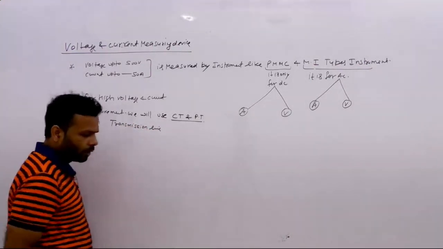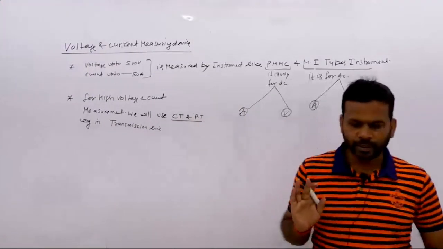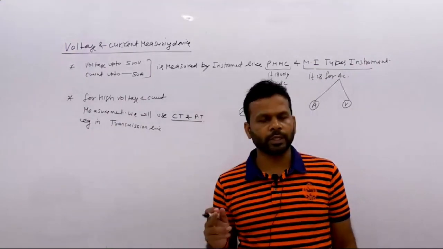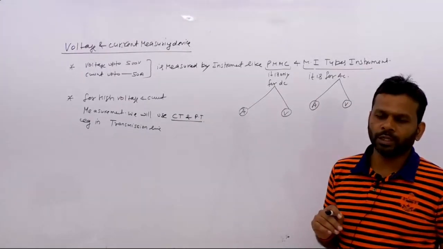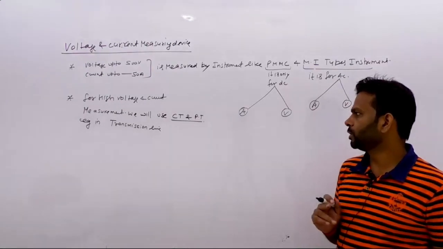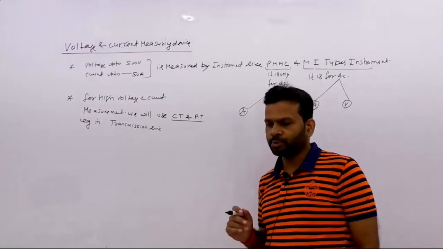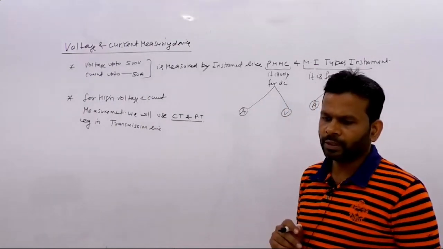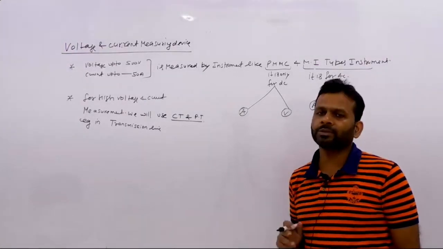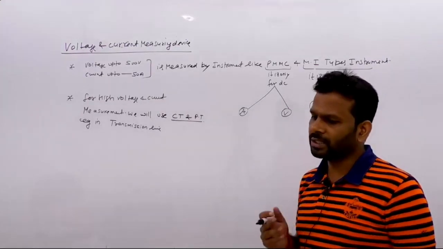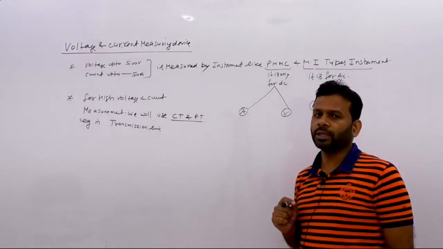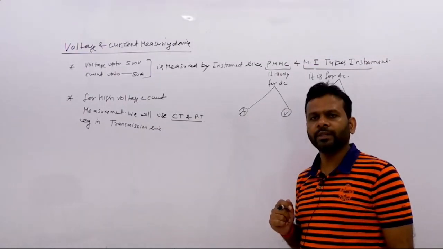in a transmission line. So for low values of voltage and current, we will use instruments like the PMMC instrument and MI instrument, as ammeter or as voltmeter for DC or AC. But for the measurement of voltage and current in high quantity or on a high scale, we will use CT and PT. That means in your transmission line, suppose your transmission line is of 220 kV, so 220 kV voltage is measured by your potential transformer, and current through the transmission line is measured by CT, and CT is connected in series in the line, and your PT is connected across the line to measure high voltage and high current.